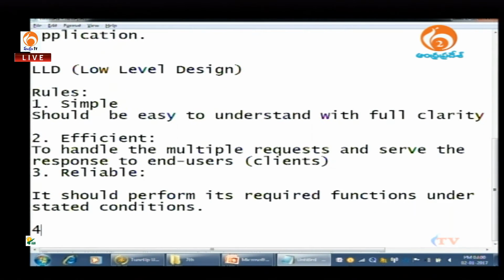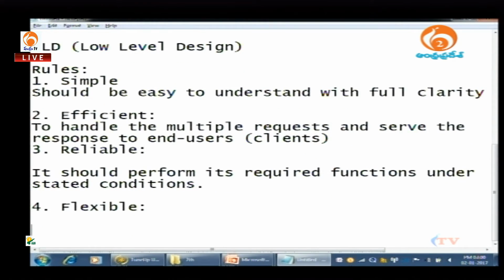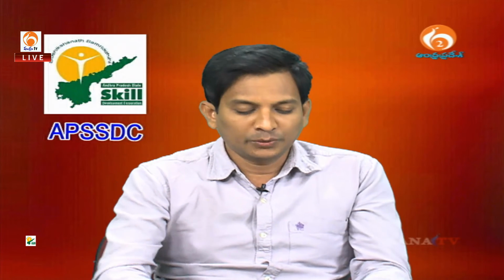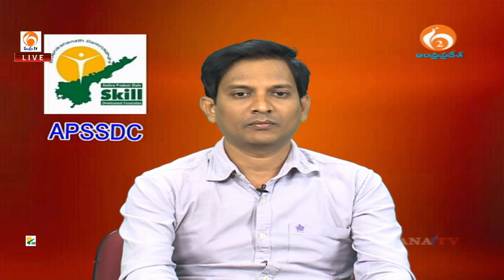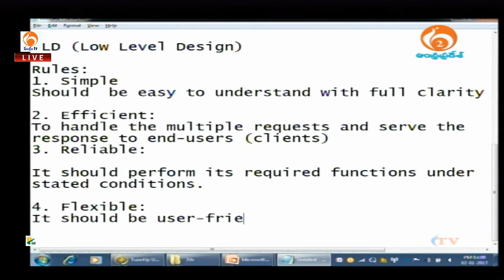Next, the fourth one is it should be flexible. Whenever we develop any software, it should be flexible and user friendly. While we are designing itself, we need to think that our software should be user friendly.